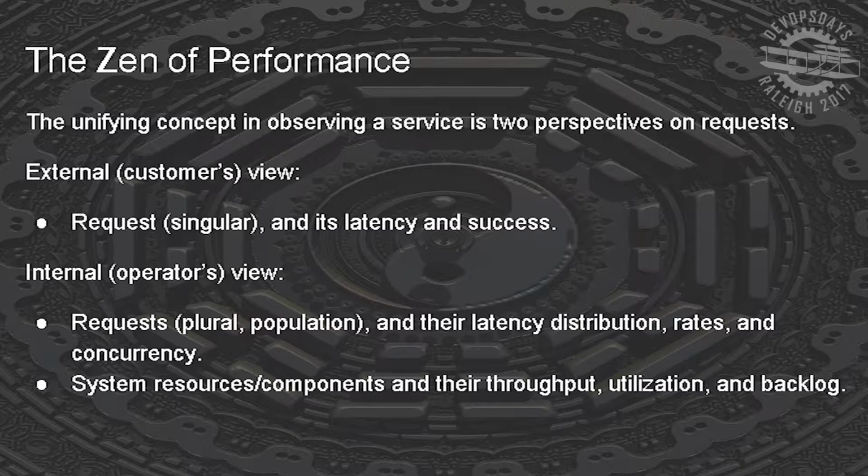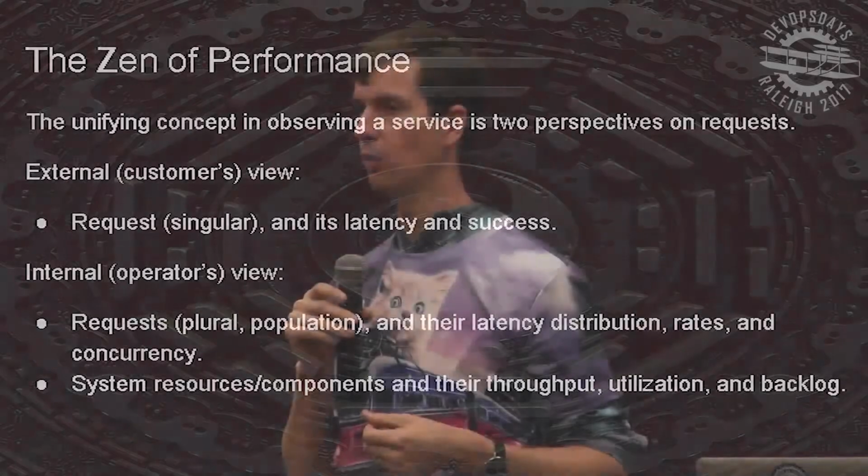Depending on whether you're inside the boundaries of a system or outside the boundaries of the system, you will see different things. And the key is to recognize that these things meet at that boundary of the system. The external view of the user: they don't know about things like concurrency. I sent a request to your service. I waited for a while. That's it. The only thing I know is the latency, or if I got an error back.